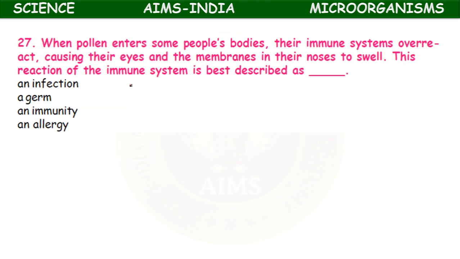Next, when pollen enters some people's bodies, their immune systems overreact, causing their eyes and the membranes in their noses to swell. This reaction of the immune system is best described as an infection, a germ, an immunity, or an allergy. It is an allergy.